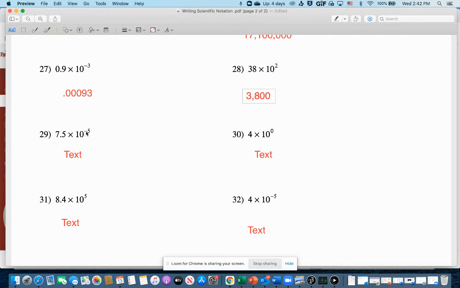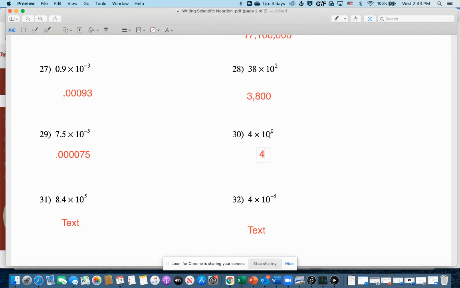7.5 times 10 to the negative 5th. So again, this is going to get smaller. So if I move it to the right, it gets bigger. To move to the left, it gets smaller. I need to move it to the left then 5 times. So 1, 2, 3, 4, and the 7. That'd be right there. So that'd be 5 times. So 1, 2, 3, 4, 5.